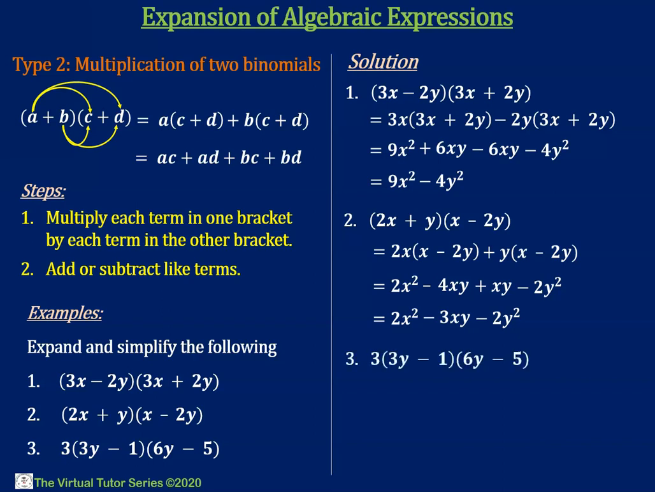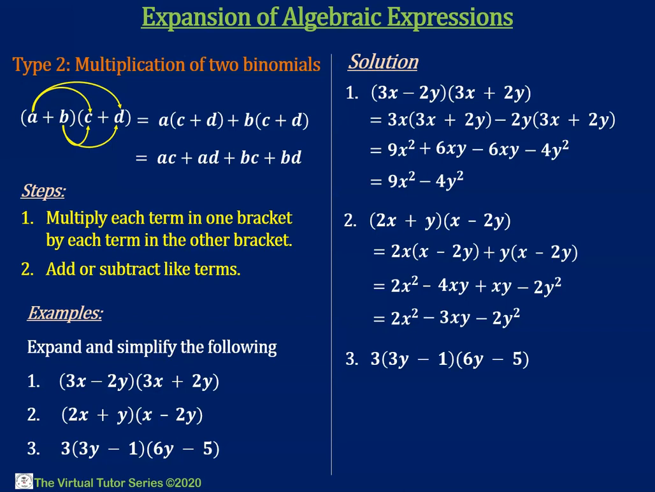Example 3: 3(3y - 1)(6y - 5). This expression consists of both type 1 and type 2. There is a factor, as well as the product of two binomials. It is therefore advisable to expand the product of two binomials first, before multiplying the result by the factor.